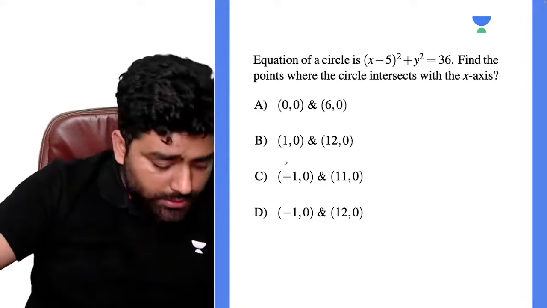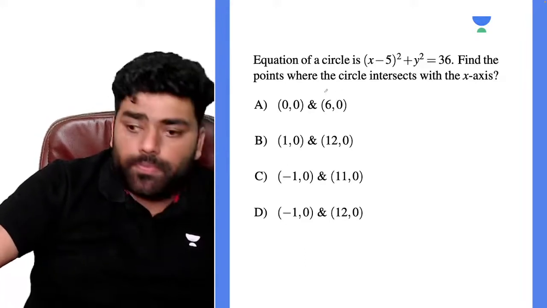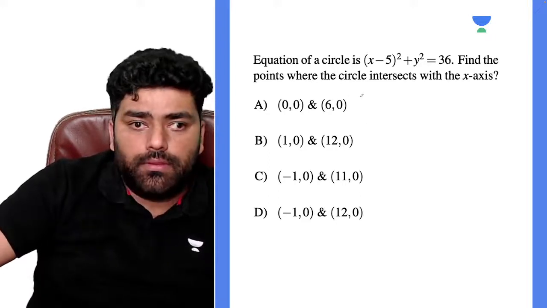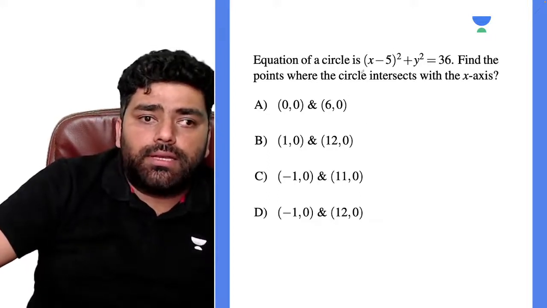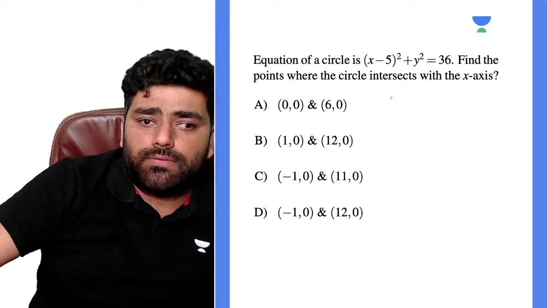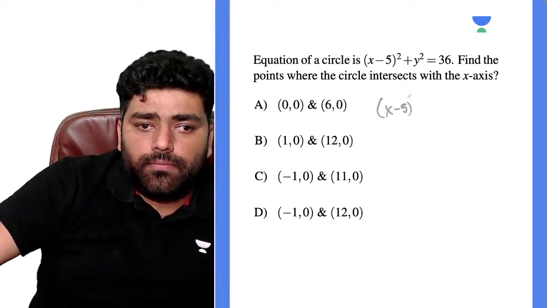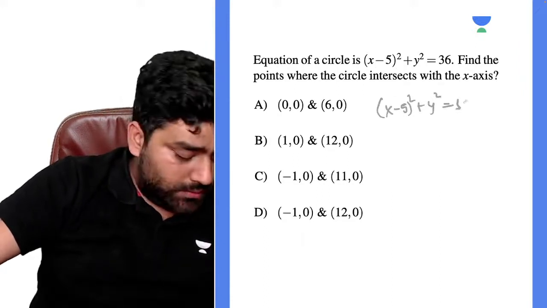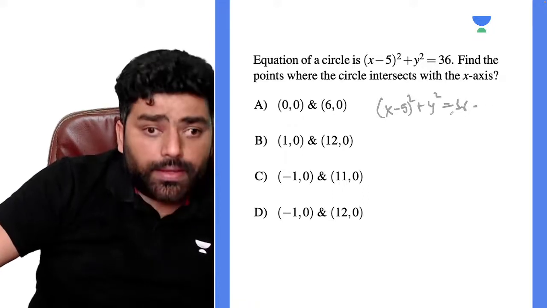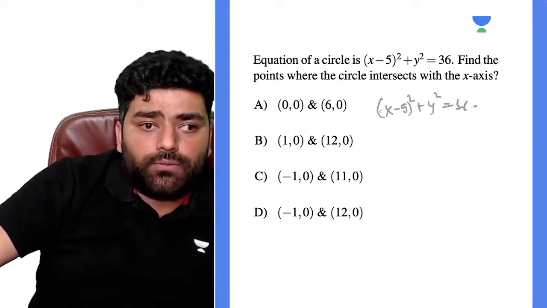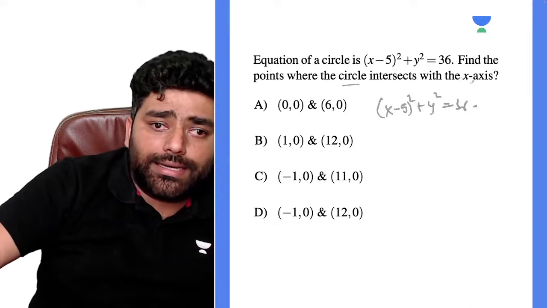Okay, anyone try to solve this? So what are we given? The equation of the circle is (x - 5)^2 + y^2 = 36. And what do we need to find? We need to find where the circle intersects the x-axis.